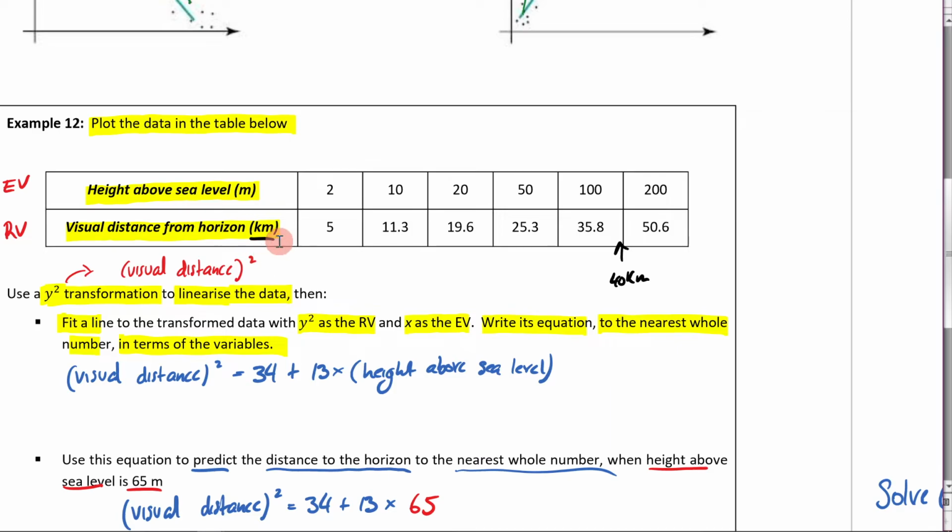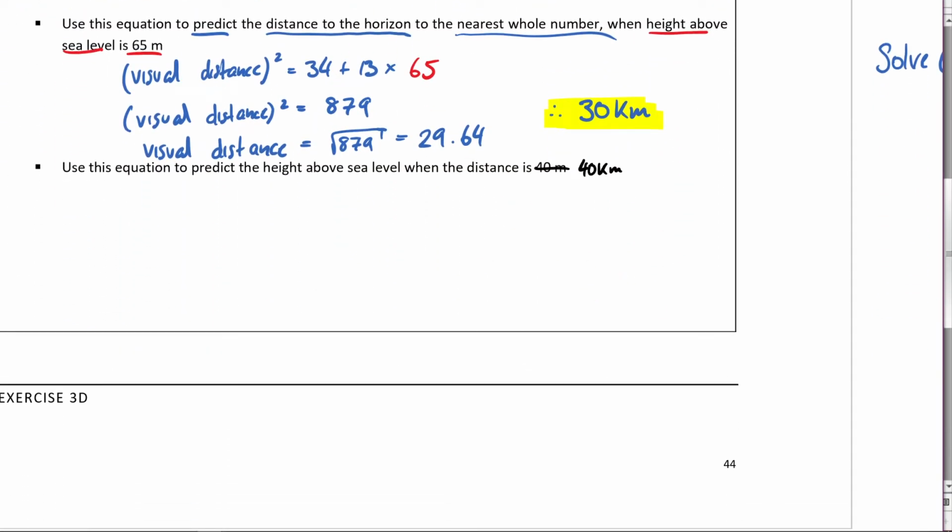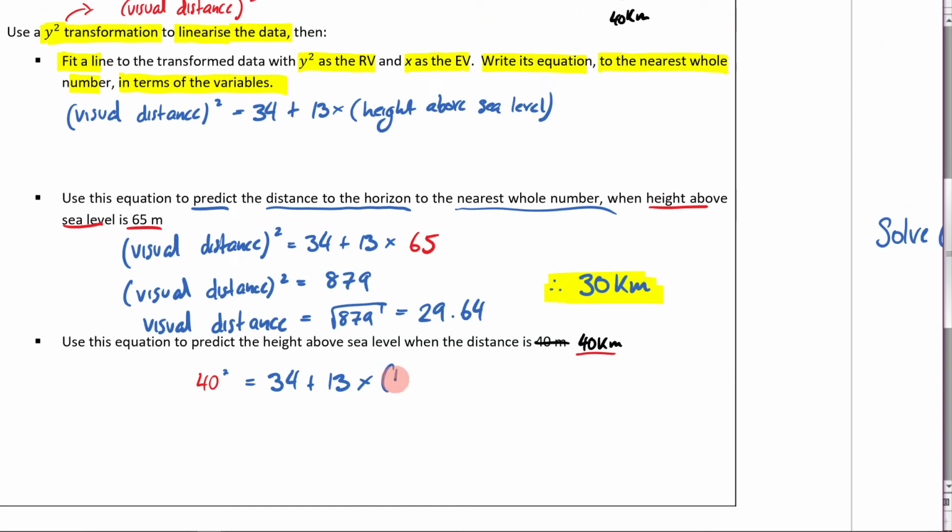What we need to find is the height above the sea level when we have a visual distance of 40 kilometers. So what we're going to do is take 40 kilometers and put it into our visual distance, because that's what it is. And then we're going to square it. That's going to be equal to 34 plus 13 times. Now, we're trying to predict the height above the sea level, so obviously we're not going to sub anything in for it. That's what we're trying to solve for.